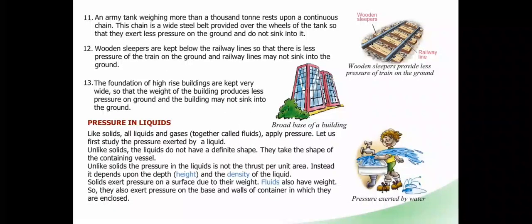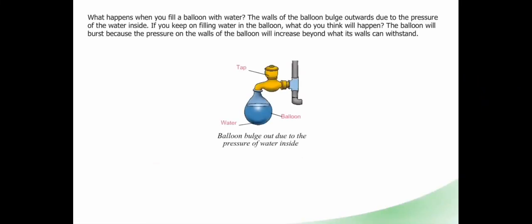Pressure in liquids: like solids, all liquids and gases apply pressure. Unlike solids, liquids do not have a definite shape. They take the shape of the containing vessel. Unlike solids, the pressure in a liquid is not thrust per unit area. Instead, it depends upon the depth, that is height, and the density of the liquid. And density is defined as the mass per unit volume.